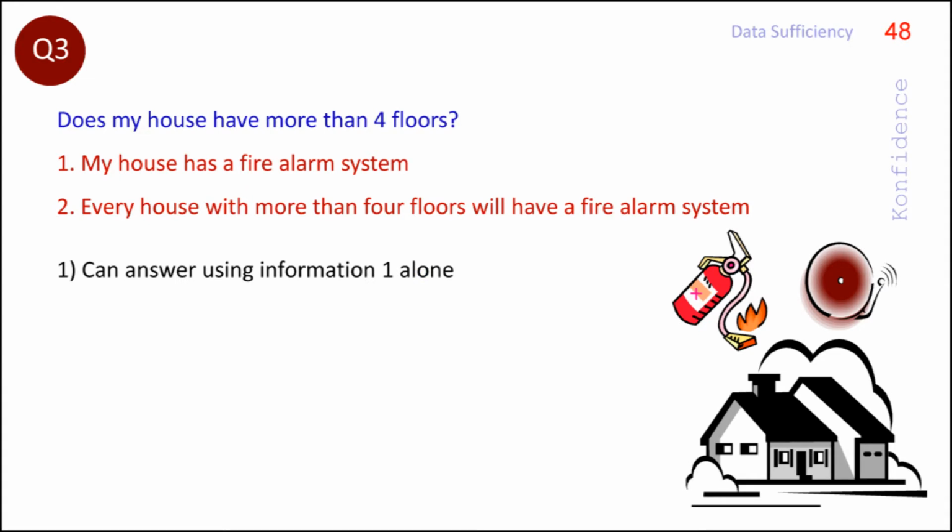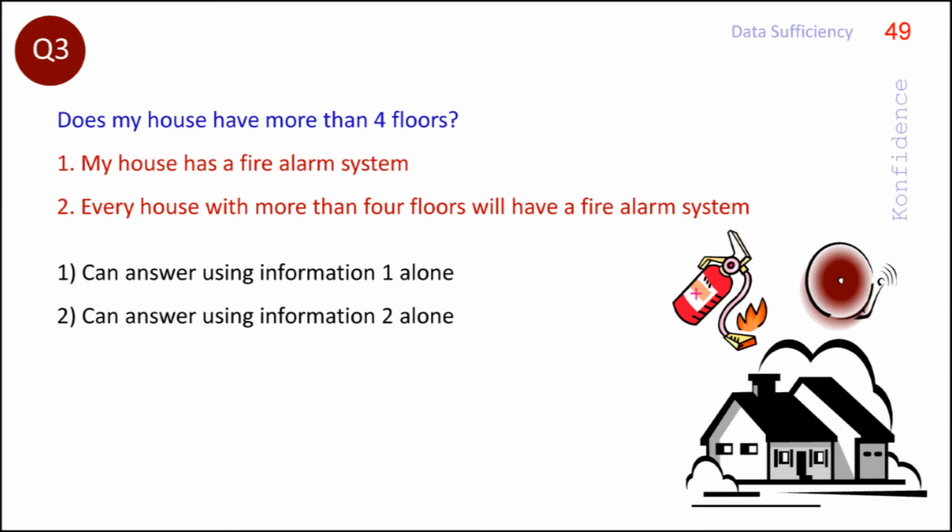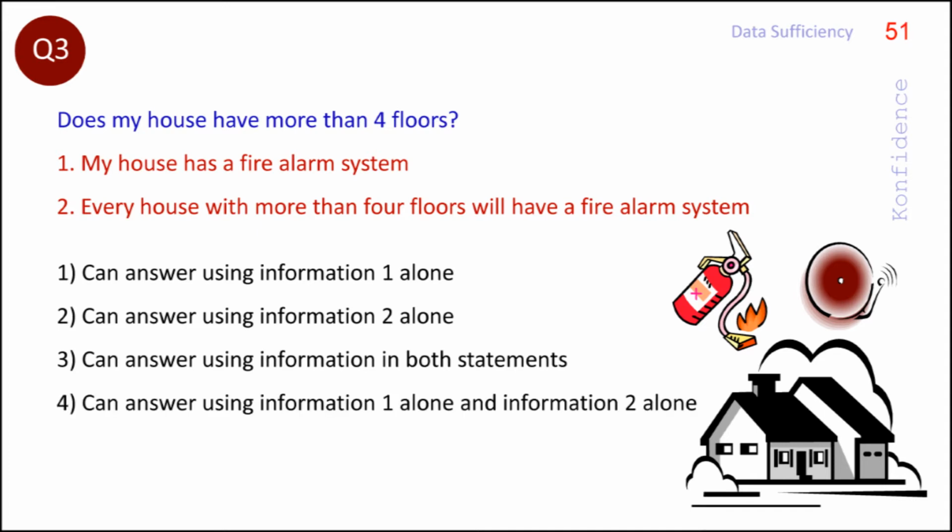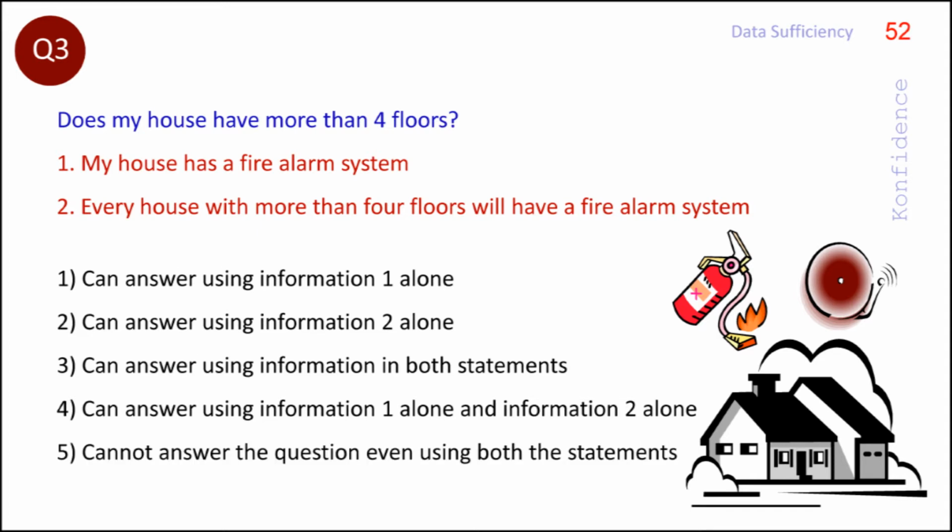1. Can answer using information 1 alone. 2. Can answer using information 2 alone. 3. Can answer using information in both statements. 4. Can answer using information 1 alone and information 2 alone. 5. Cannot answer the question even using both the statements.